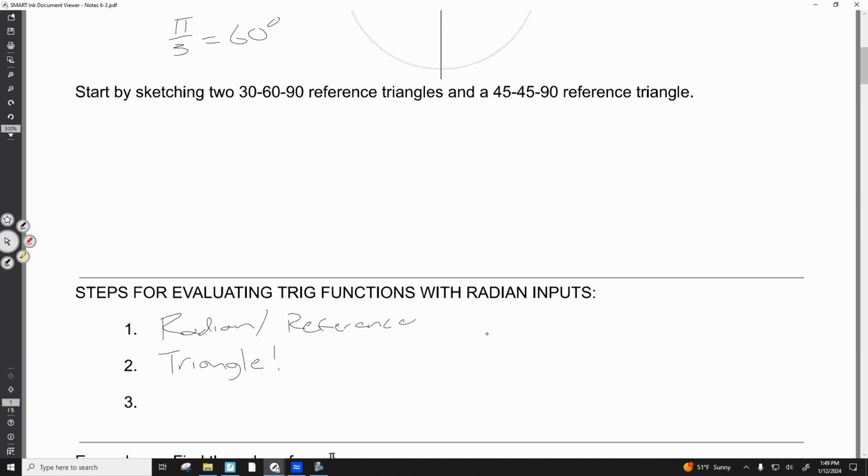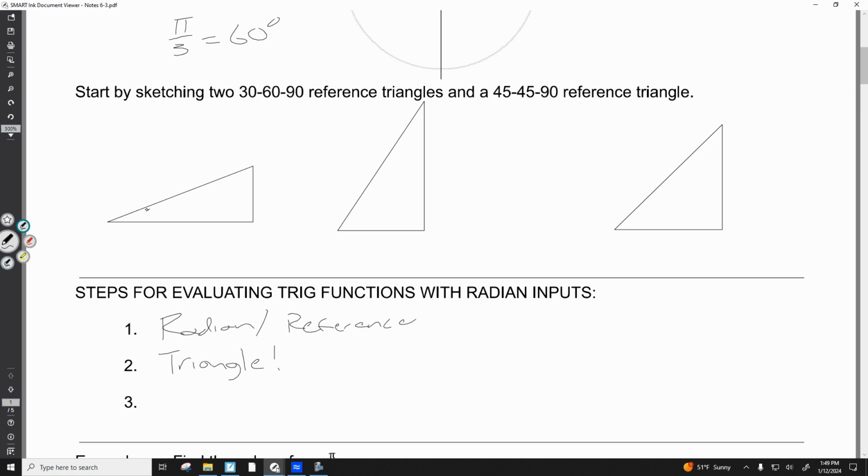Oh, great. There's a short 30, 60, 90 triangle that I know. There's a tall 30, 60, 90 triangle that I know. And there's a 45, 45, 90 triangle that I know. Draw those triangles, please, and label their side lengths because it's very, very important. You don't care about all the angles. You care about the base angle.